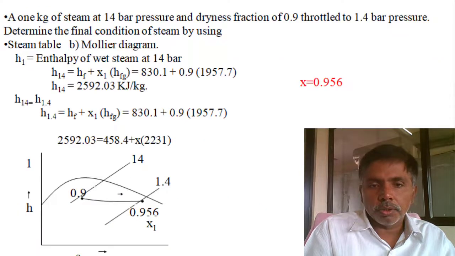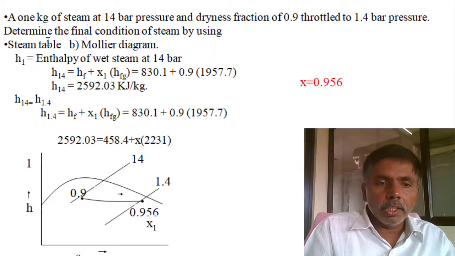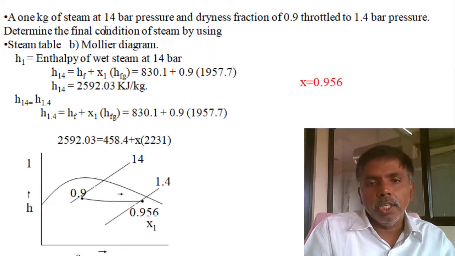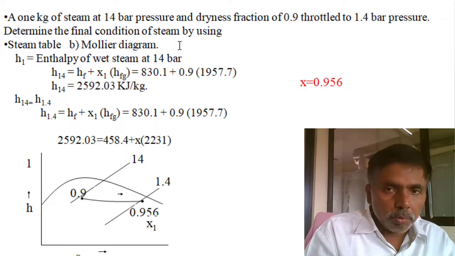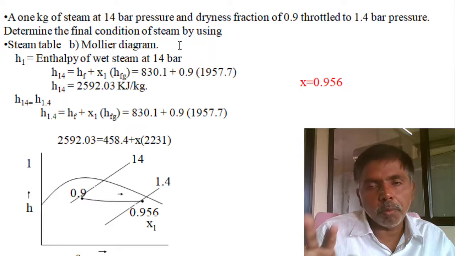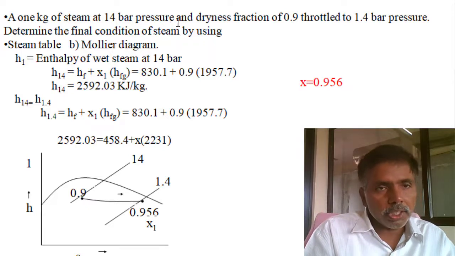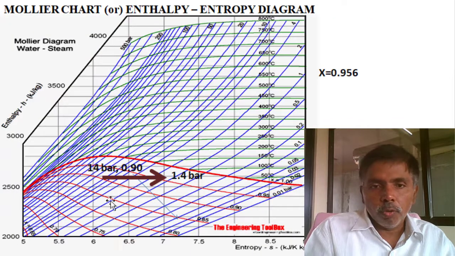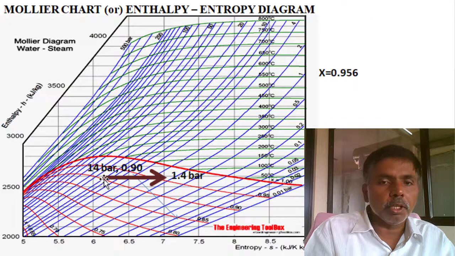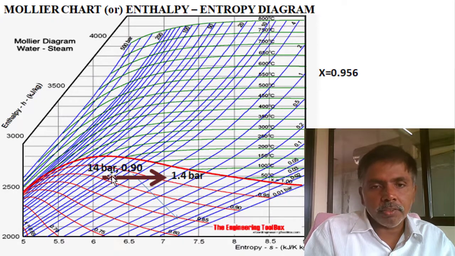Suppose this is one of the problems. 1 kg of steam at 14 bar pressure and dryness fraction 0.9 is throttled to 1.4 bar pressure. Determine the final condition. Simple. 14 bar pressure and dryness fraction 0.9. Open the Mollier diagram. Where is the 14 bar pressure? This is the 14 bar pressure and 0.9 dryness fraction. Throttled to 1.4 bar pressure.